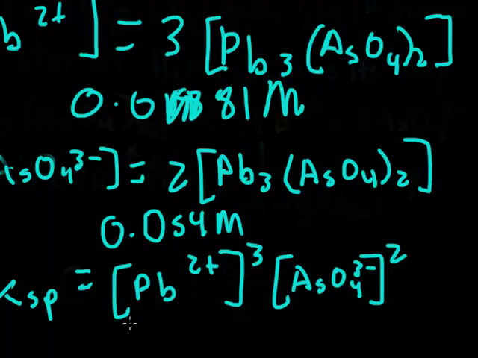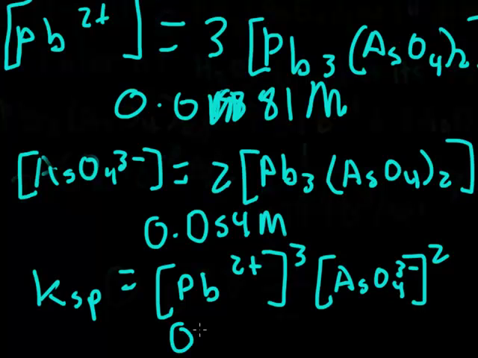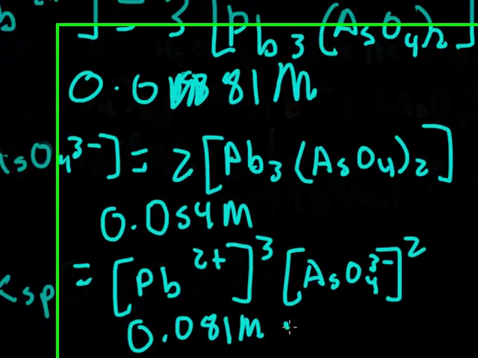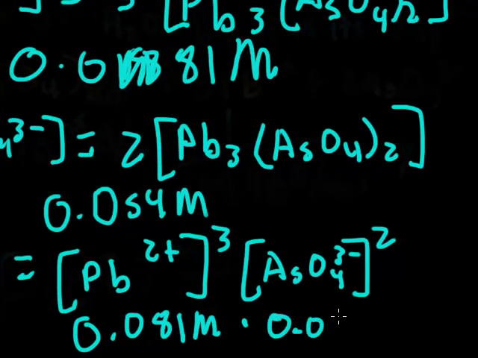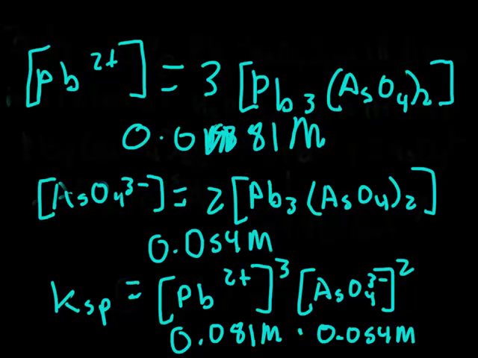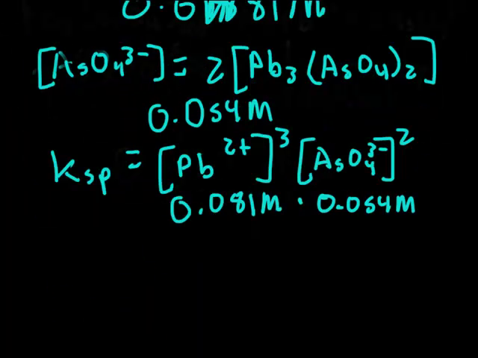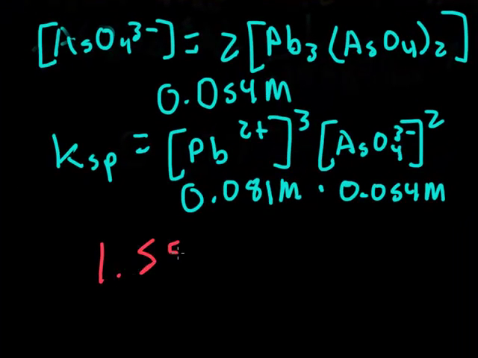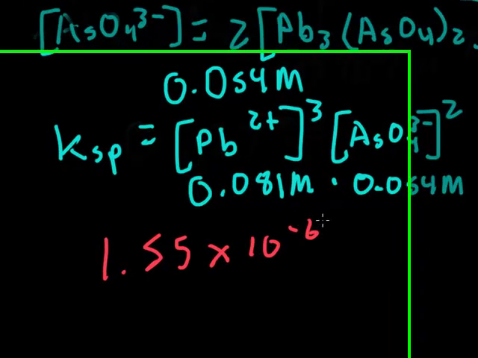By taking the concentrations of these 2, which is 0.081, and multiplying them together, this one's 0.054, you will get that the Ksp of this would be 1.55 times 10 to the negative 6.